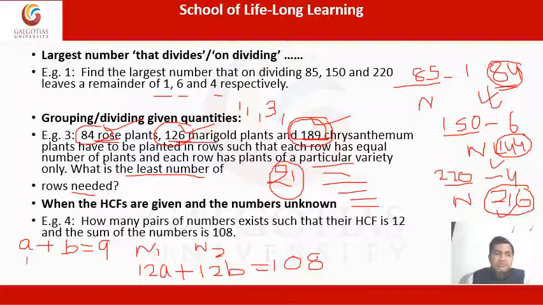It could be 1 and 8. This is possible, one pair. The second pair possible would be, will it be 2 and 7? Yes, 2 and 7 will be possible. Correct? What will be the third pair possible? I am writing here. Can it be 3 and 6?